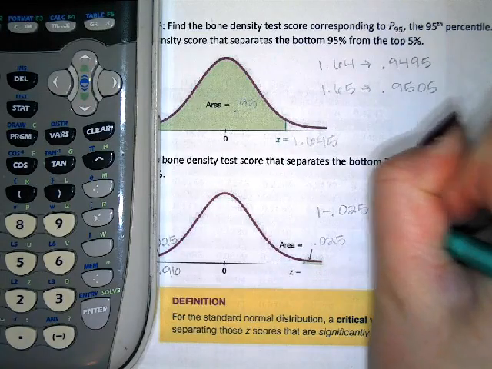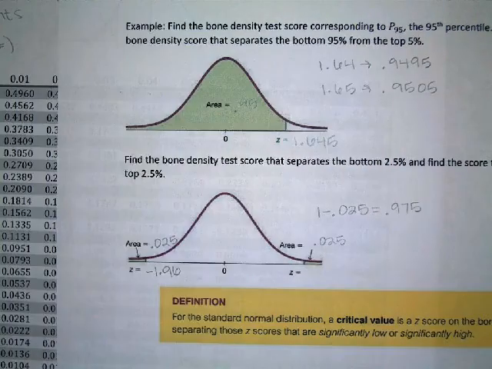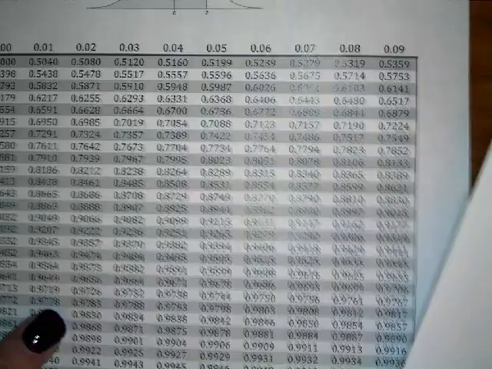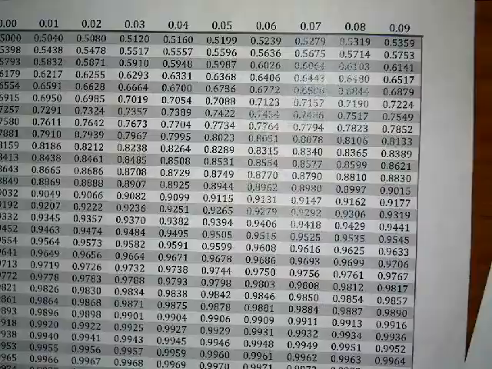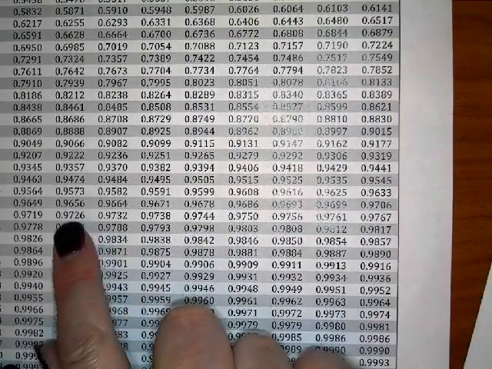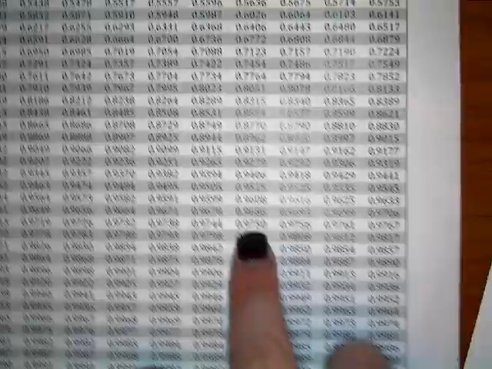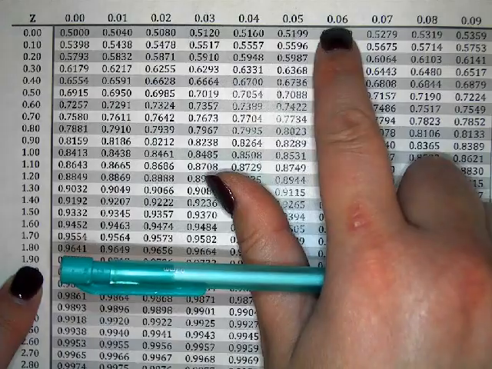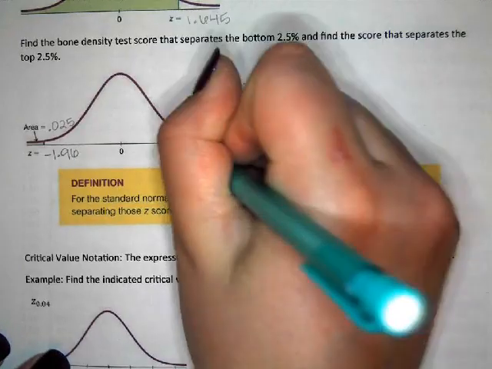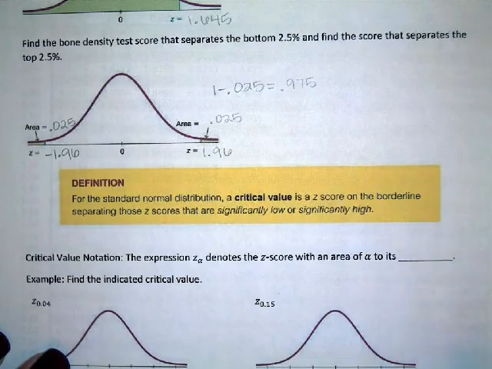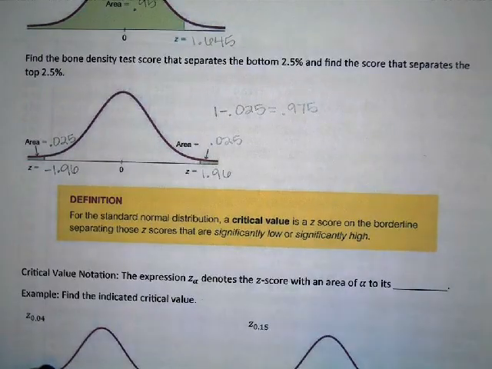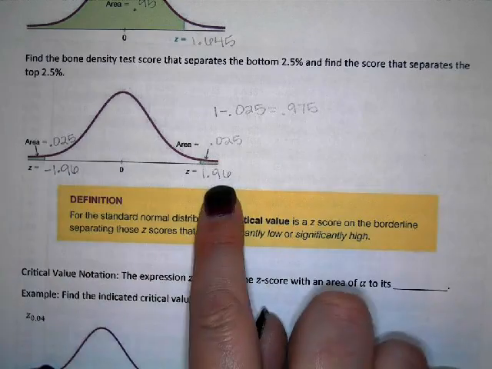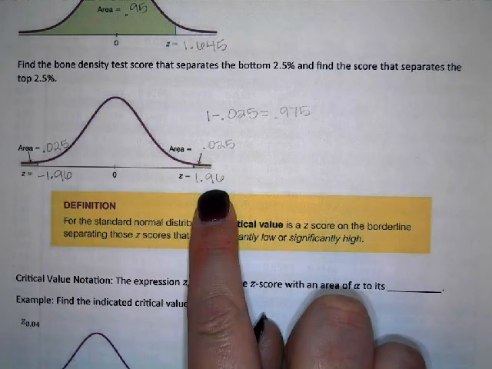And this has symmetry, so you already know what the answer is, or you might know what the answer is, but we're going to prove it anyway. So 0.975 is right here. We got the 1.9 right there, 0.06 right there, so it's 1.96. Right, so these z-scores right here, negative 1.96 and positive 1.96, these are significantly low and significantly high because only 2.5% of the population are below and 2.5% of the population are above these measures for bone density test scores.